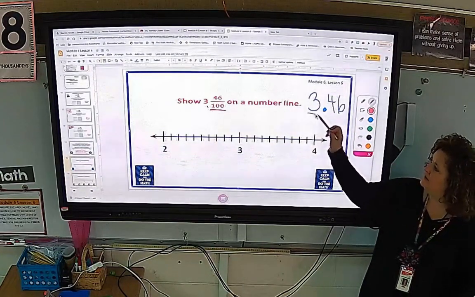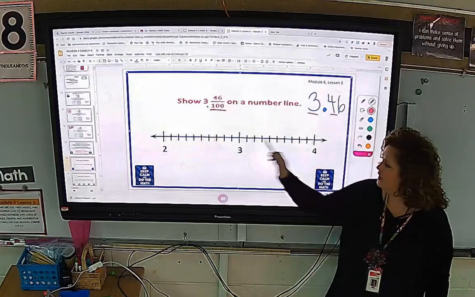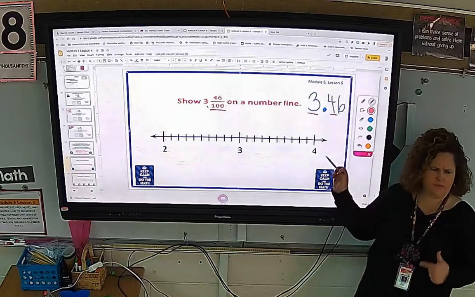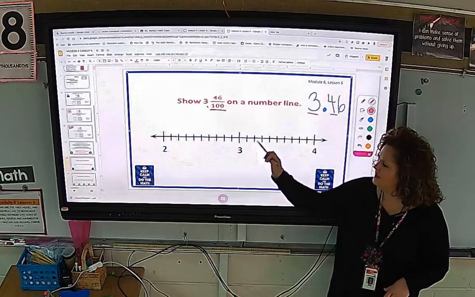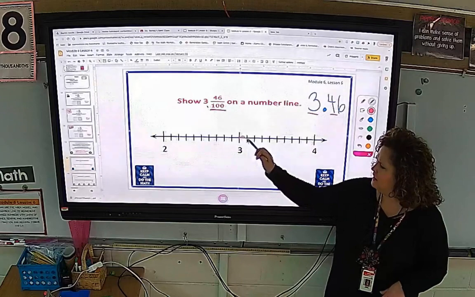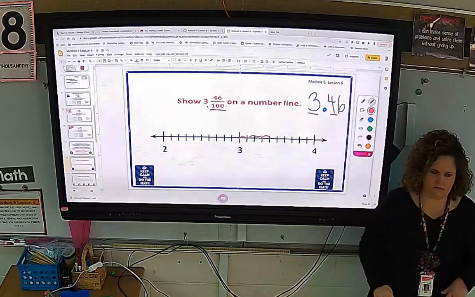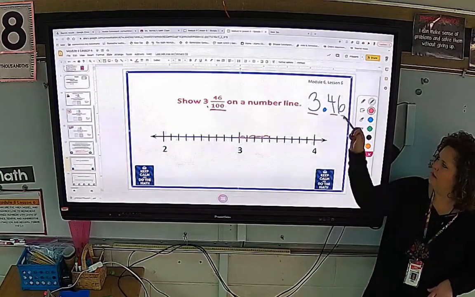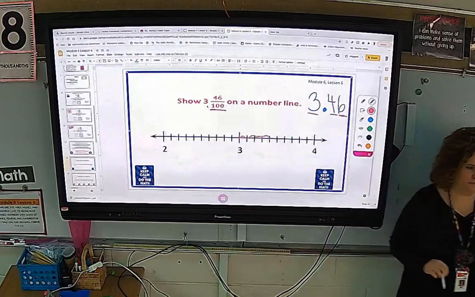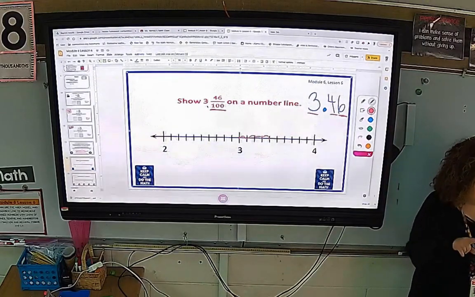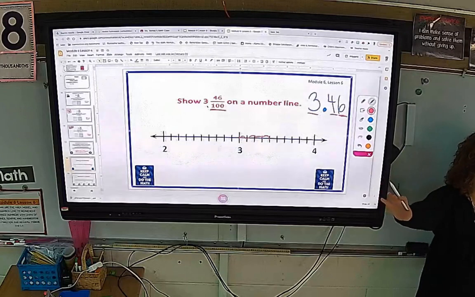Okay, we're going to go past here. We're going to go to the 4. To this 4? No. Y'all look, don't get confused. Not this 4. We're going to go 4/10 past it. But don't put your dot there. No, we've got to go how much past that? 6/100.